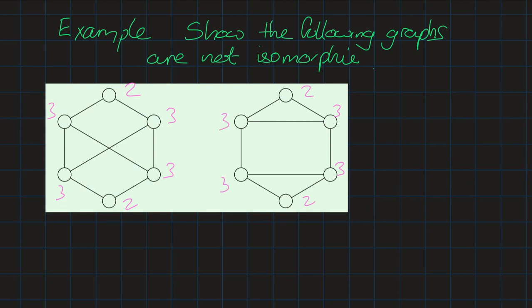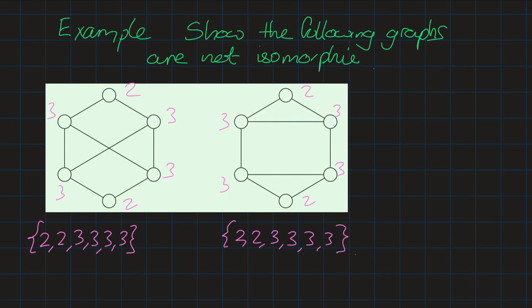So the degree sequences are just 2, 2, 3, 3, 3, 3, 2, 2, 3, 3, 3, 3. So they have the same degree sequence. But like we said last time, that doesn't necessarily mean that they're isomorphic. So what can I do now to prove that these are not isomorphic? Well, I need to think about other mathematical properties which one of them has and the other one doesn't.